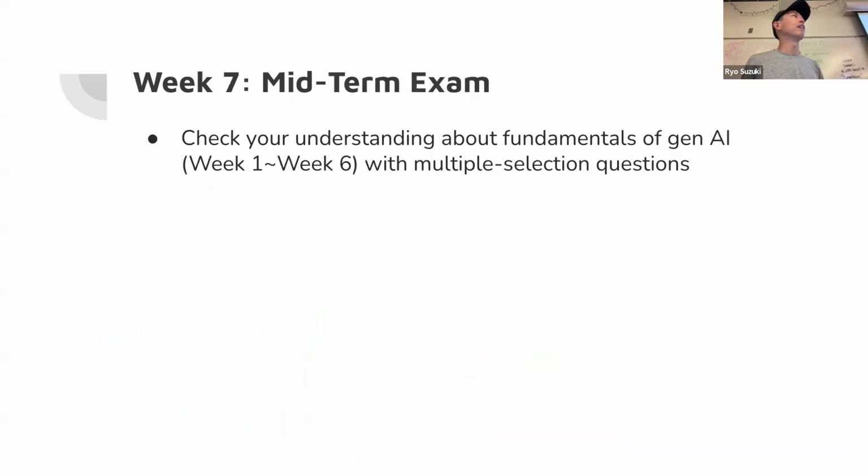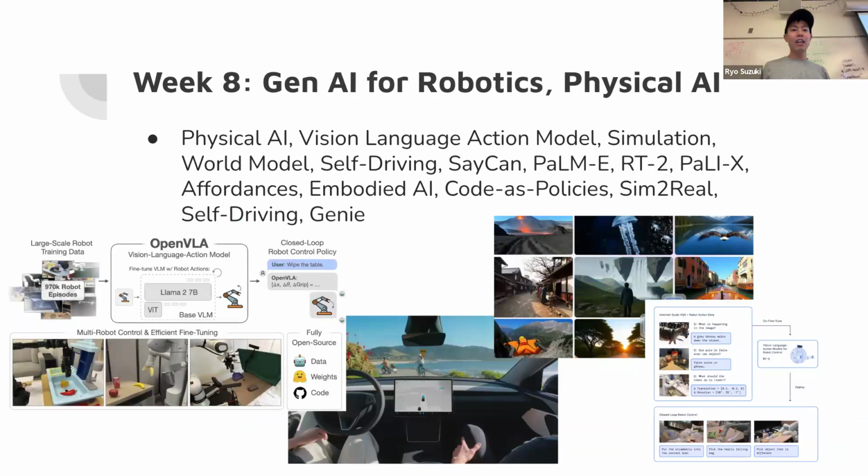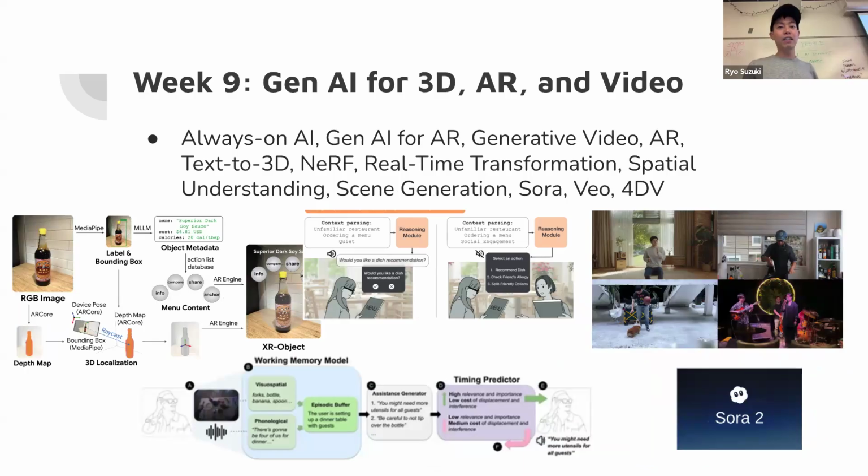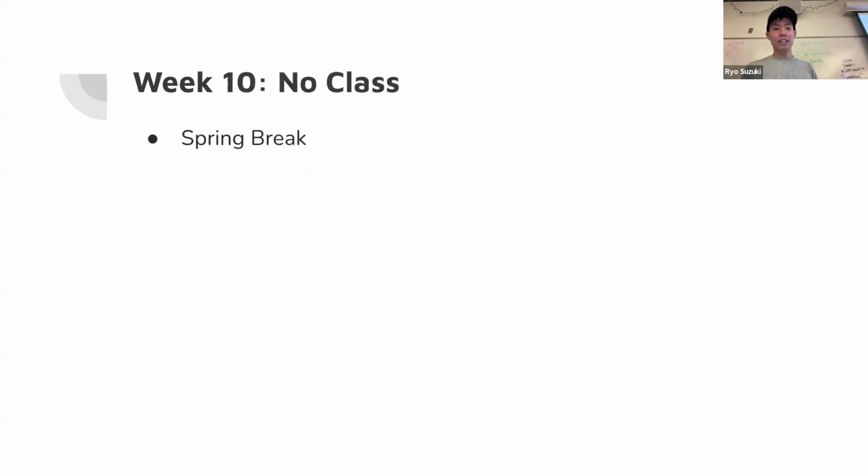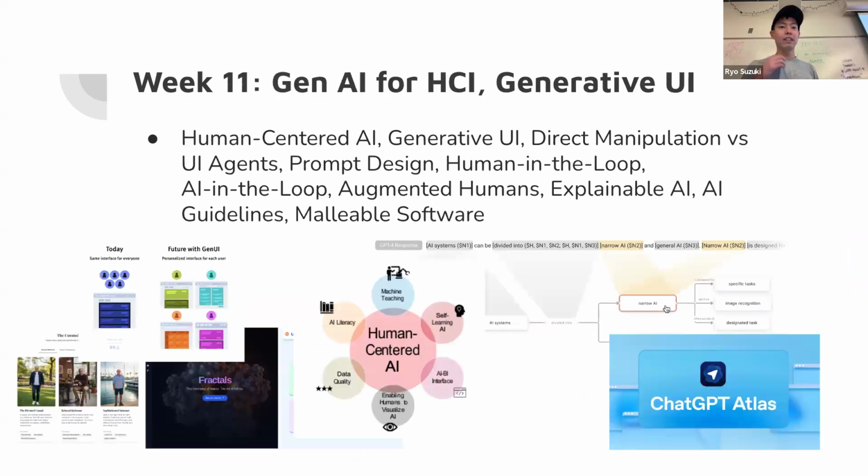Seventh week is the midterm exam. And the later part of the semester is about robotics, physical AI, vision-language-action models, world models, that kind of thing. Ninth week is Gen AI for 3D, AR, and video, such as always-on AI or generative AI for AR, generative video, text to 3D, spatial understanding. Then spring break. And the 11th week is Gen AI for HCI, human-computer interaction, such as human-centered AI, generative UI, direct manipulation versus AI agents.